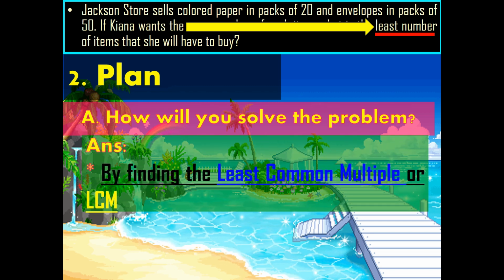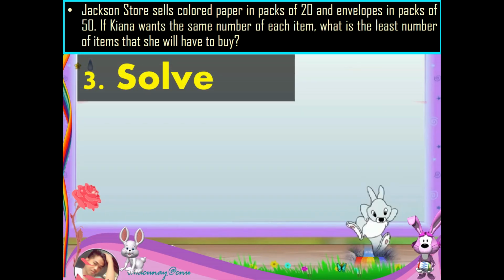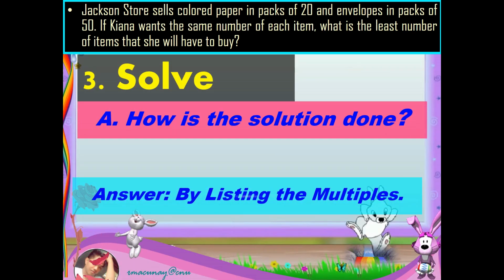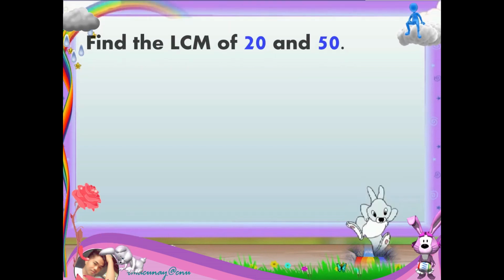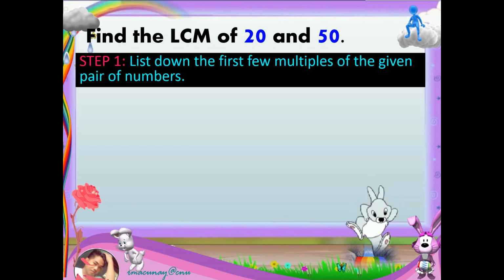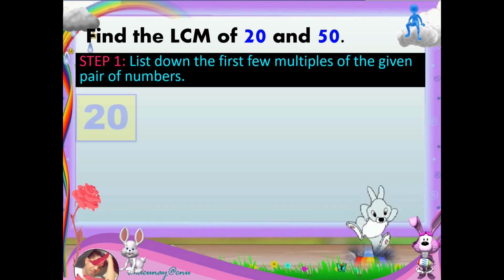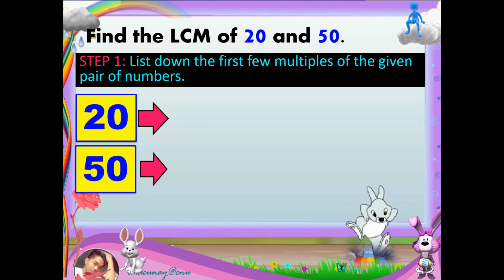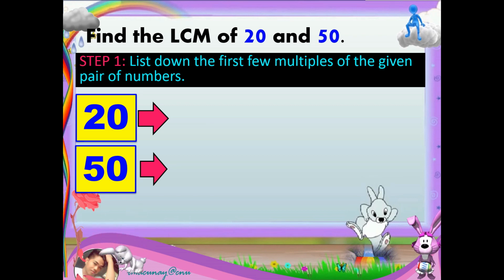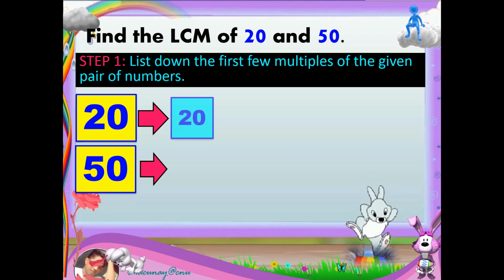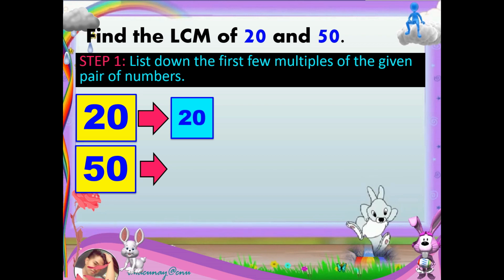Moving on to step 3, we can solve it by listing the multiples. Let us now find the LCM of 20 and 50. For step number 1, list down the first few multiples of the given numbers. But how do we get the multiples? It is actually the same as you do skip counting but with bigger number. Example, the first multiple of 20 is 20 because it is the product when you multiply 20 by 1. So 20 times 1 equals 20, and the 20 is your first multiple.